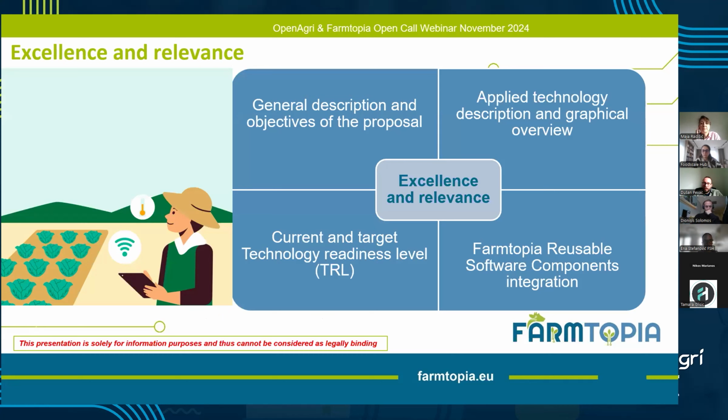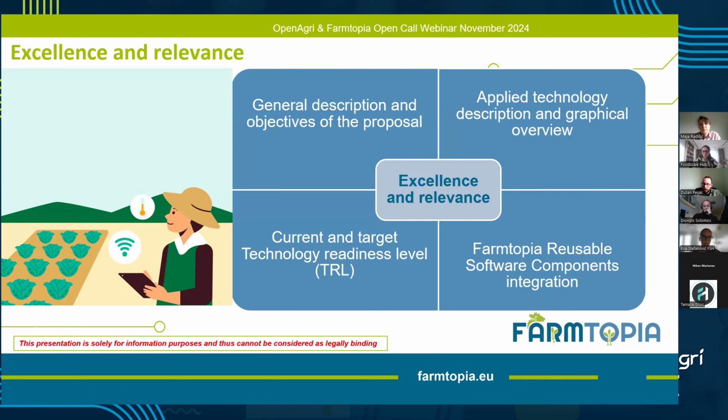The first criterion here is excellence and relevance. And in this criterion, the experts will assess the description of the objective and the technology you are using. And we also ask that you present it in a graphical way that will make it easier for the evaluators to understand the essence of your technological solution. Here we are also asking for the current and the target technology readiness level at the end of the sub-project.